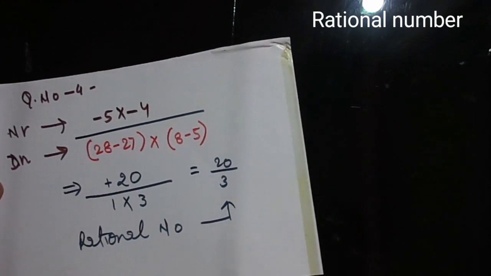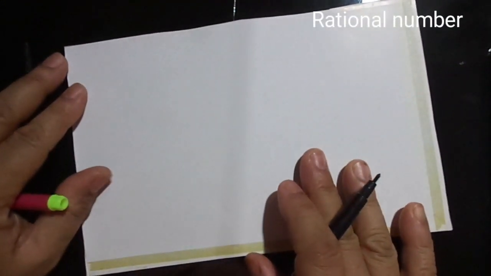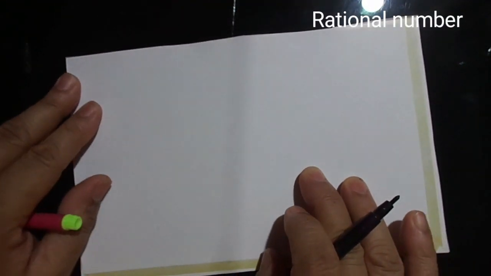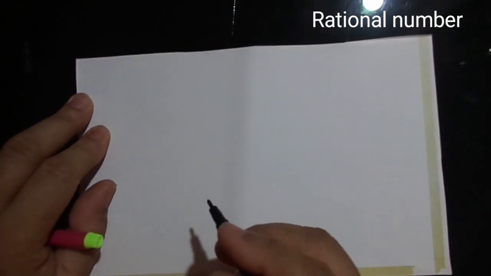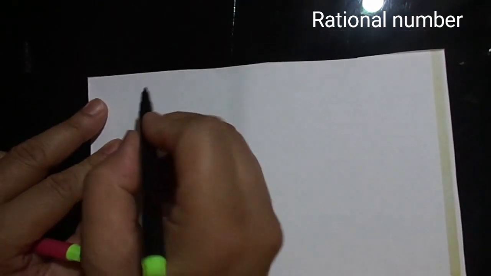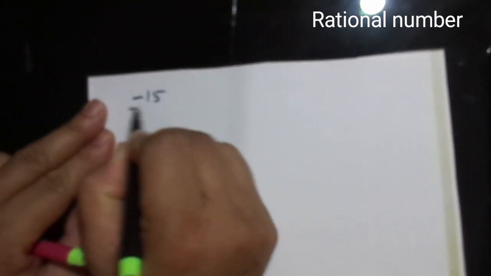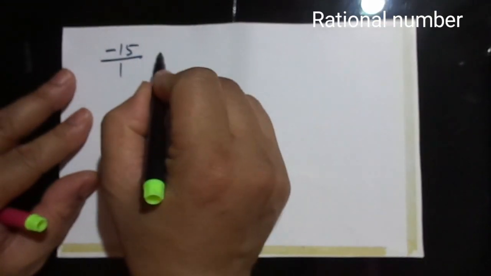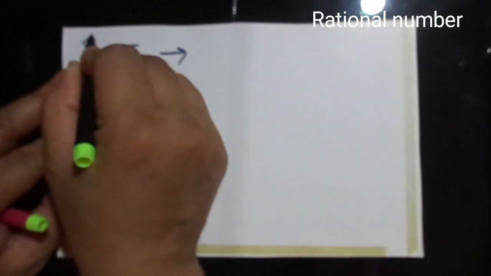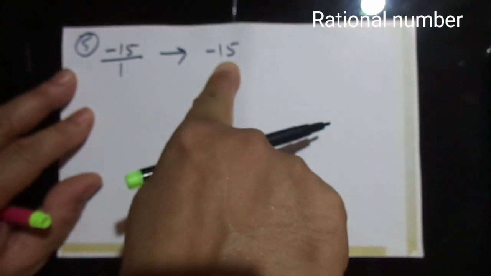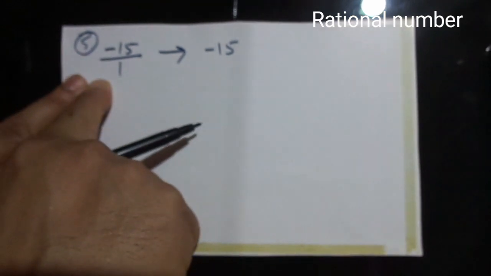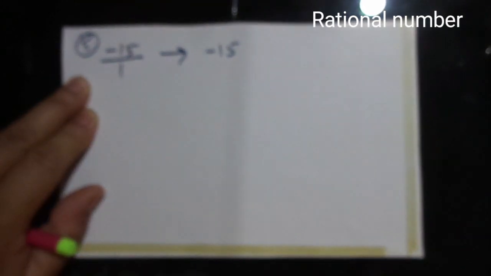Okay, let's come to question number 5. They say minus 15 by 1 in integer form. So minus 15 by 1 can be written as minus 15, and minus 15 is an integer, while minus 15 by 1 is in rational form. Try to understand the concept.